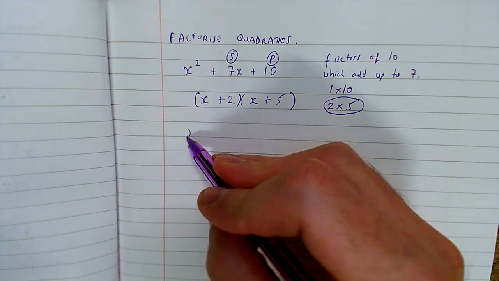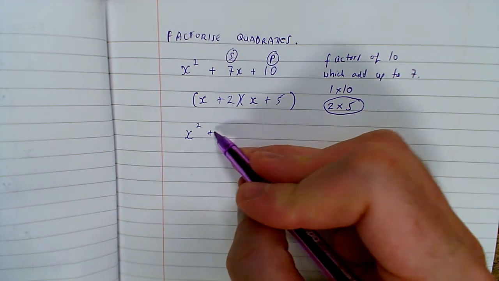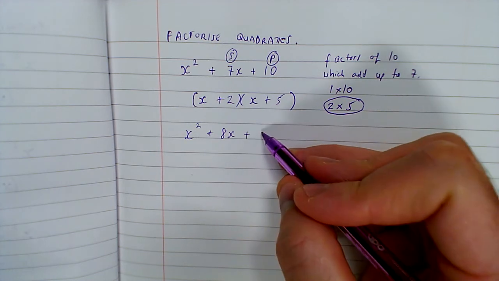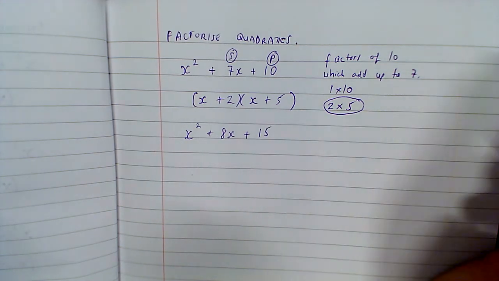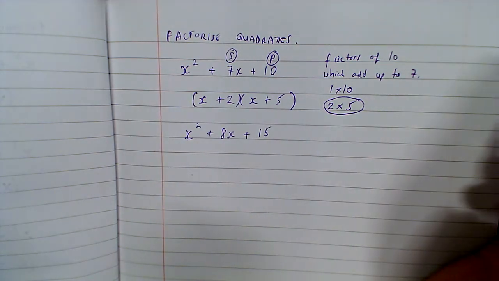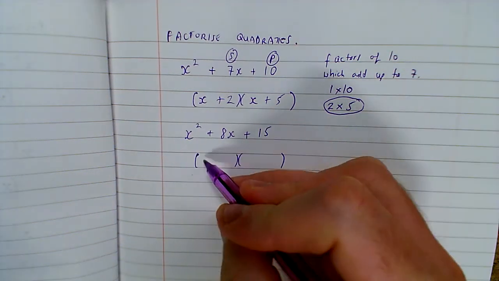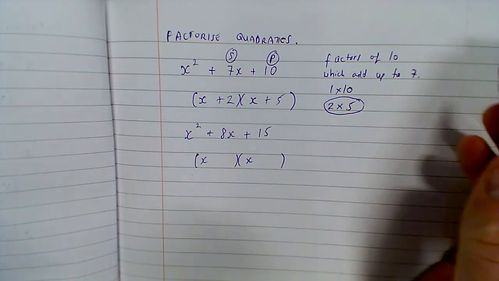Okay, have a go at this one. You can pause the video and have a go of it. So it's x squared plus 8x plus 15. Pause it, have a go. Okay, hopefully you've put your two brackets in, and your x and your x to start you off.